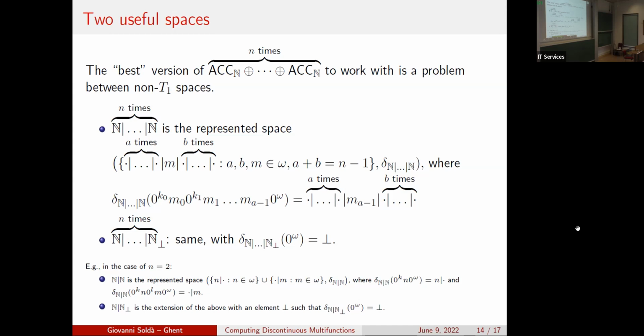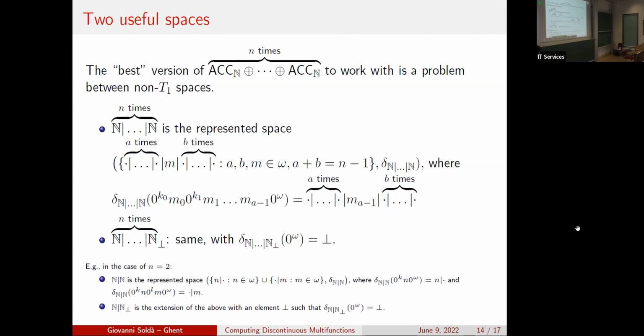If instead at a certain point, not only do you find an n, but you also find an m, and then necessarily all the rest will be zeros, then you start caring about the second component. You say that this is a name for the point dot, which represents the fact that we don't care, and then m, which is actually the second meaningful digit that we found in our representation.